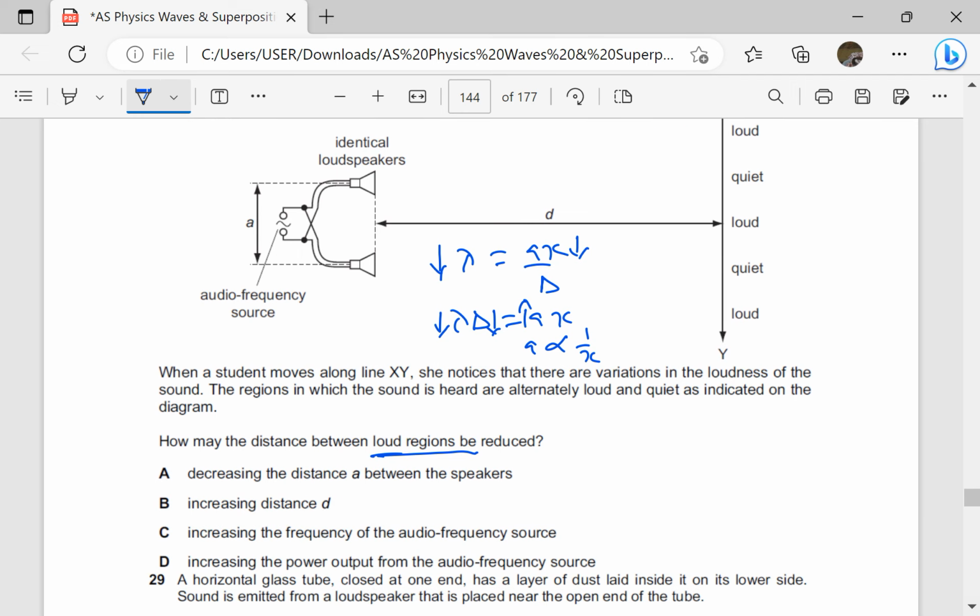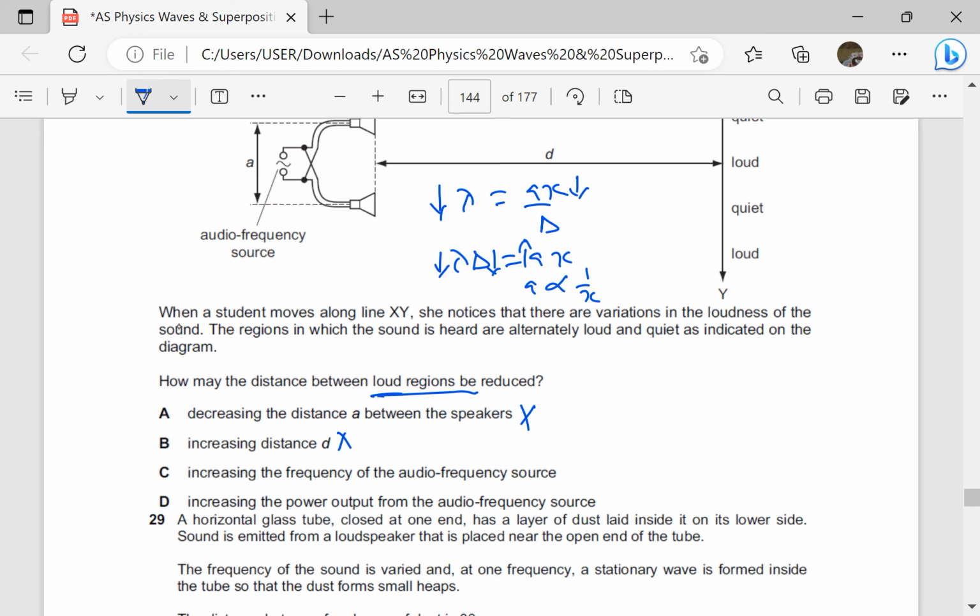Therefore, decrease the distance A. Decreasing A increases X, yet we want to reduce it. That is wrong. Increase distance D. D is the distance between the speakers and the screen. If we increase D, it increases X. So this will also be wrong.